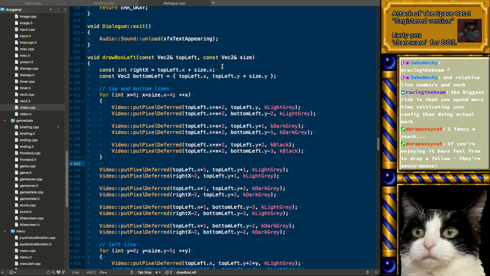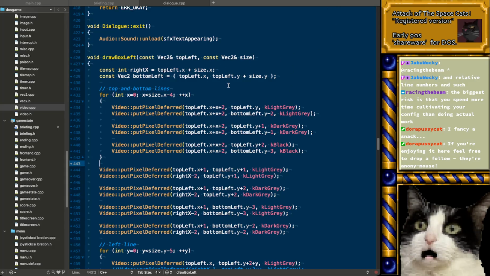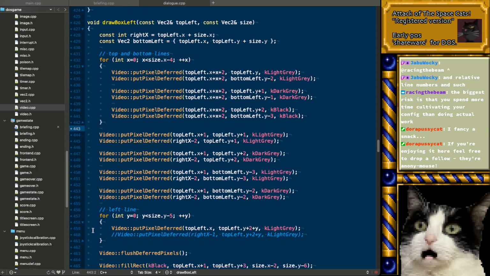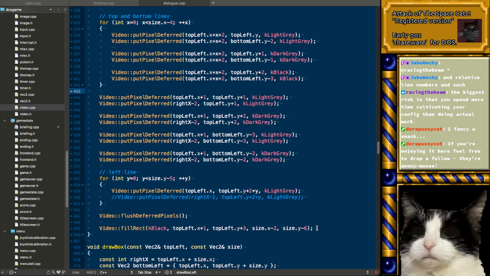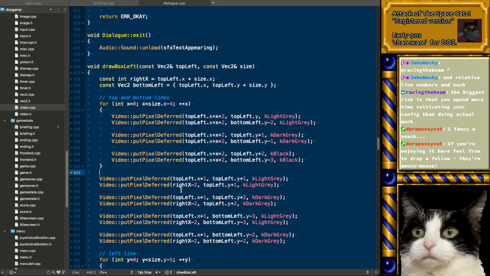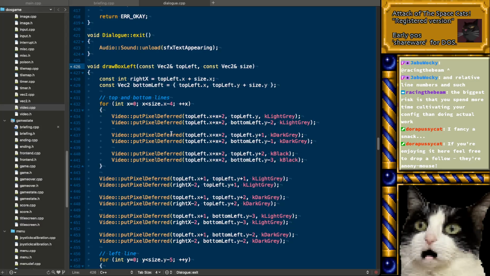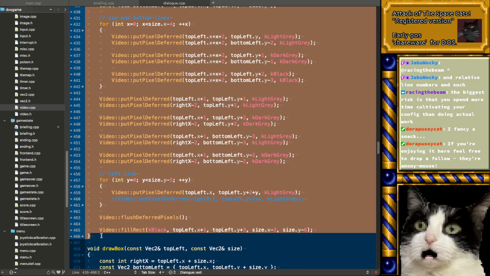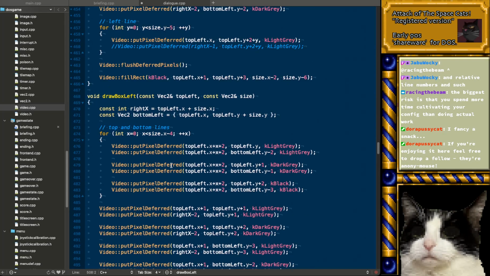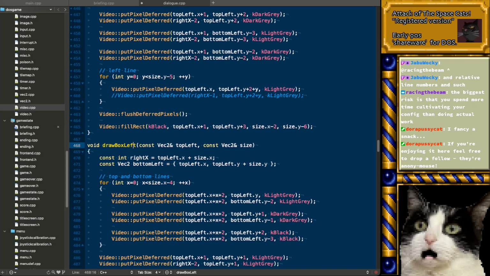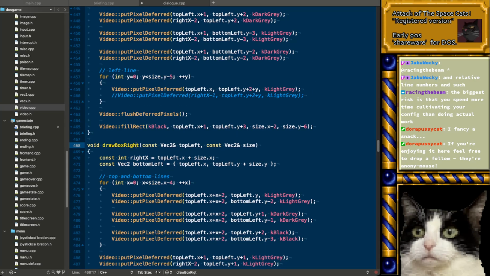Anyway, right. So draw top and bottom lines, draw on the corners. We are drawing a left-hand line and we are filling in the rectangle. Okay. And then we're probably going to have a very similar function for the right-hand side. Box. Right.